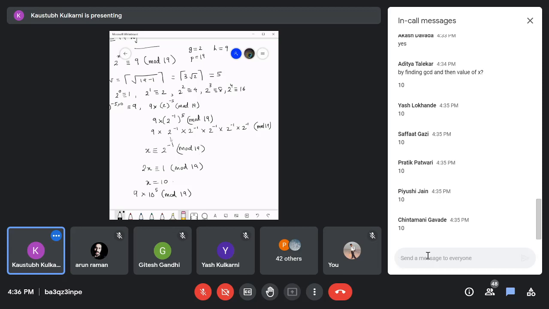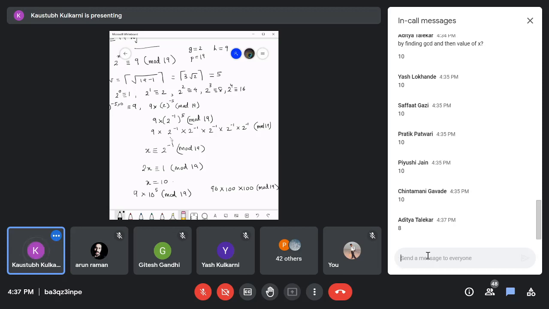Okay. How can you calculate this? 9 into 100 into 100 mod 19 is one way to break this. Then if you calculate separately, 19 fours are 76, so here it will be 14, here it will be 5, here it will be 5, mod 19.